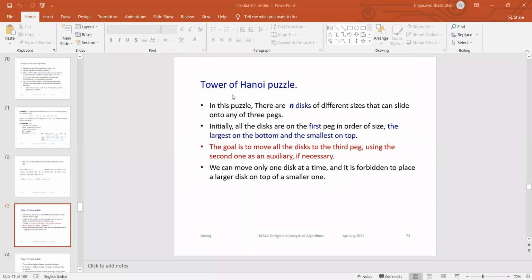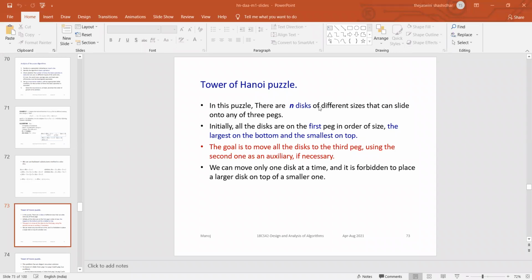So now you come to the next example, Tower of Hanoi. So the Tower of Hanoi puzzle. This is the example we have already discussed in data structures using stack. So in data structures using stack, what is the Tower of Hanoi?